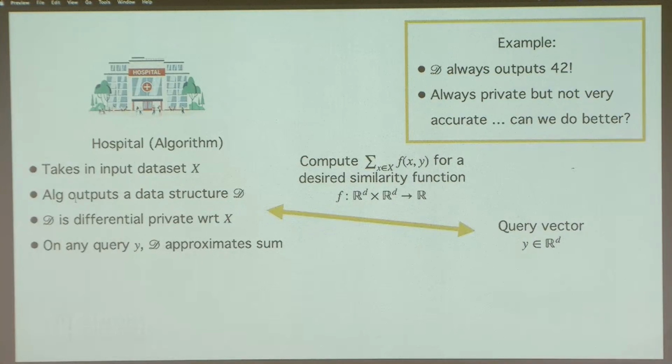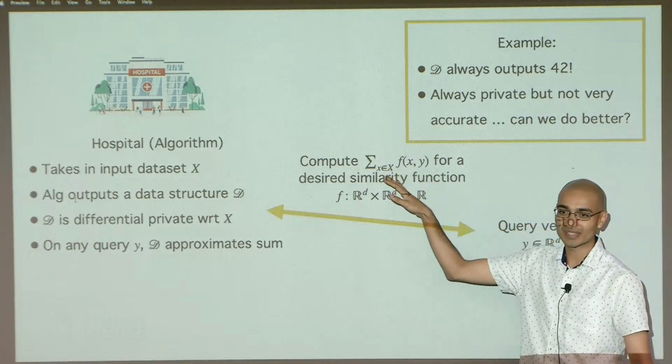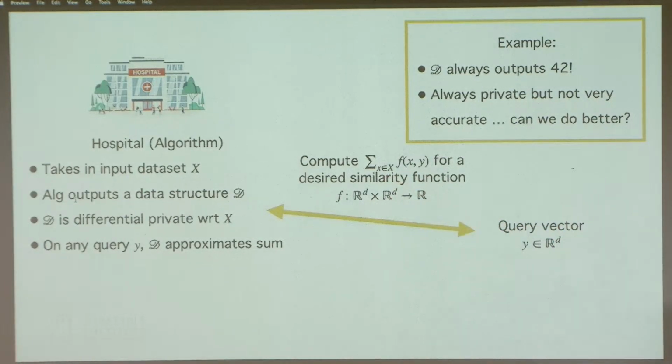So here is one solution. It seems like a hard thing to impose that we want to make infinitely many queries, but here's one example. If the data structure always outputs the number 42, well, it doesn't depend on the data set, so of course it's always going to be private. It's saying one fixed number, but it's not very accurate. It might not be truly reflective of the value of the sum. So now the question is, can we do something non-trivial? Does that make sense?